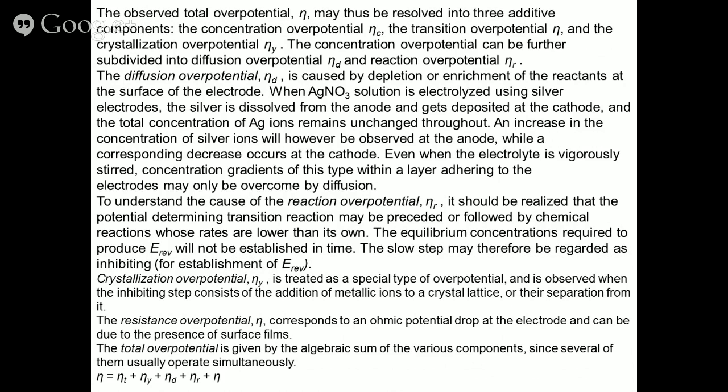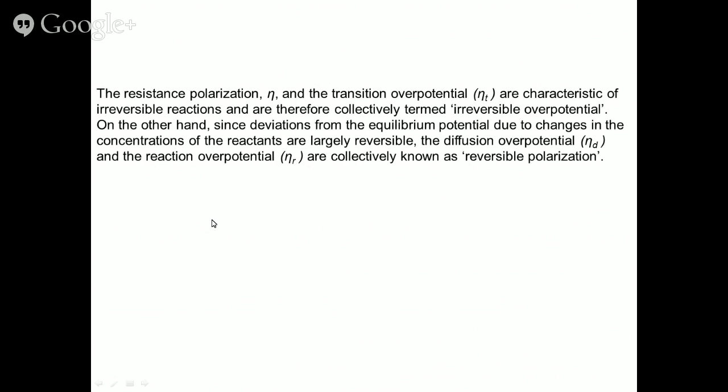So therefore, the total overpotential may be an algebraic sum of the various components. Here I have put that eta will be equal to eta r, eta t, eta c, eta d, eta r, like that. All overpotentials have to be added. The resistance polarization eta r and the transition overpotential eta t are characteristic of irreversible reactions and are therefore collectively termed as irreversible overpotential.